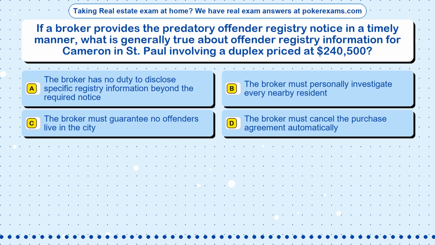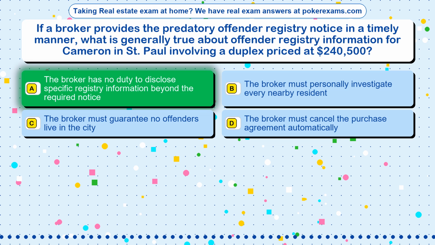Question 53. If a broker provides the predatory offender registry notice in a timely manner, what is generally true about offender registry information for Cameron in St. Paul involving a duplex priced at $240,500? Option A. The broker has no duty to disclose specific registry information beyond the required notice. Option B. The broker must personally investigate every nearby resident. Option C. The broker must guarantee no offenders live in the city. Option D. The broker must cancel the purchase agreement automatically.